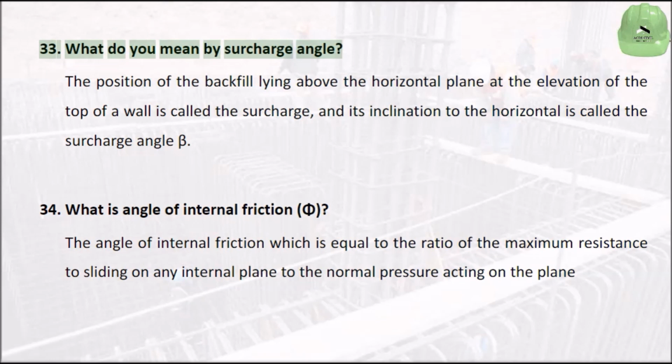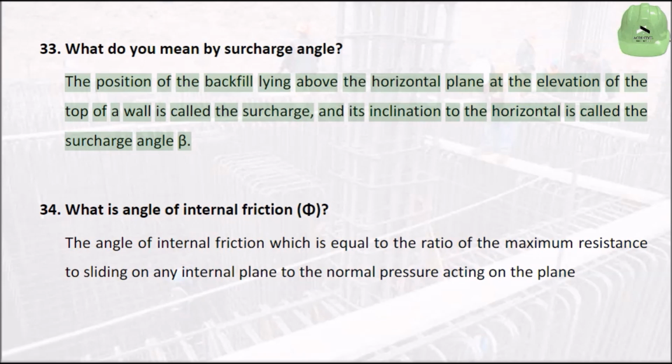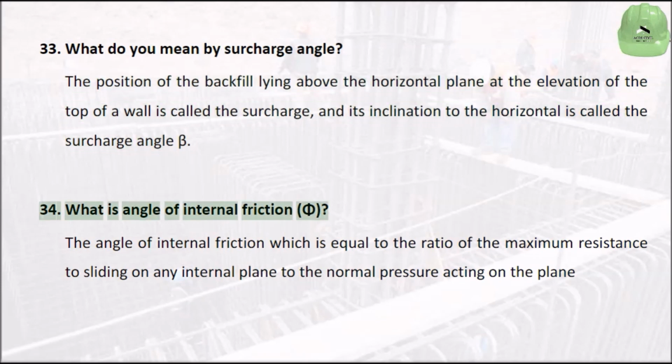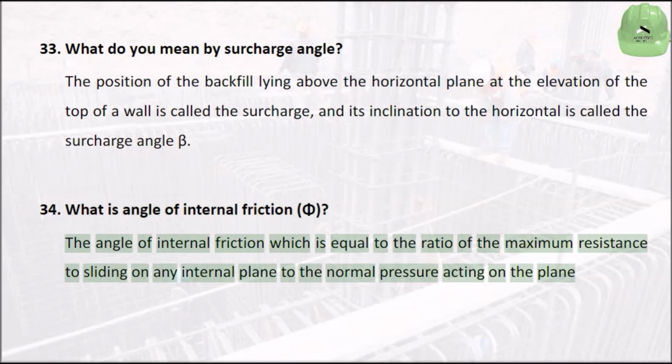What do you mean by surcharge angle? The portion of the backfill lying above the horizontal plane at the elevation of the top of a wall is called the surcharge, and its inclination to the horizontal is called the surcharge angle, beta. What is the angle of internal friction, phi? It is equal to the ratio of the maximum resistance to sliding on any internal plane to the normal pressure acting on the plane.